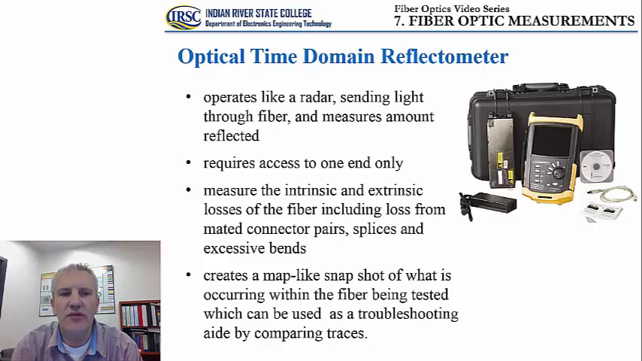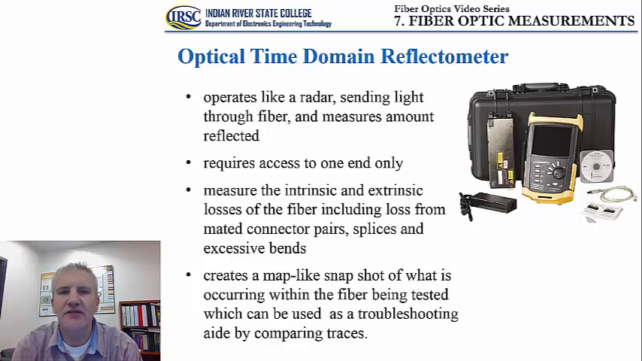Optical time domain reflectometer is going to measure the intrinsic and extrinsic losses of the fiber, including the loss from the mated connector pairs, splices, excessive bends, etc. So what you get as a result during the test is a map-like snapshot of what is occurring within the fiber being tested, which can be used as a troubleshooting aid by comparing the traces.